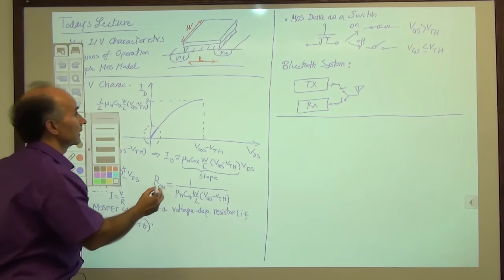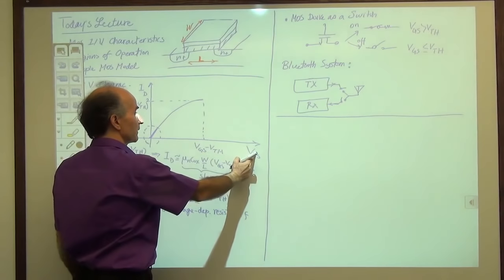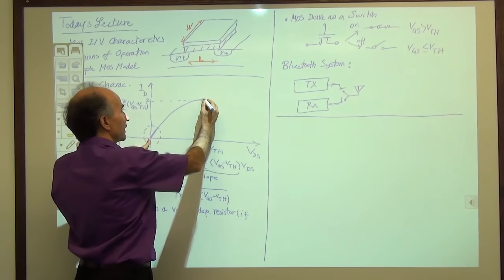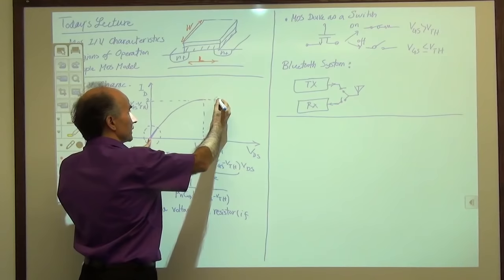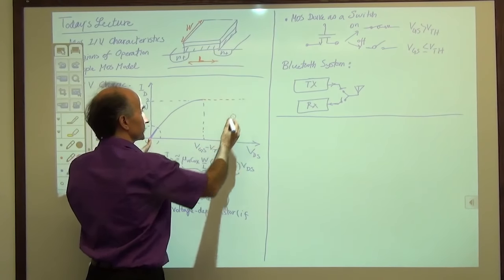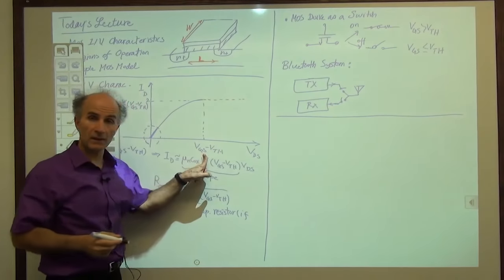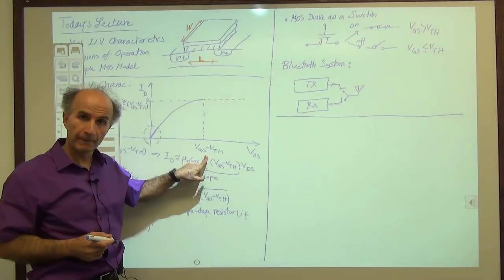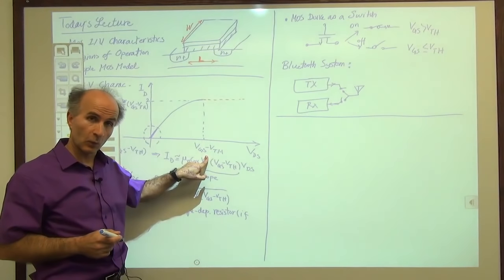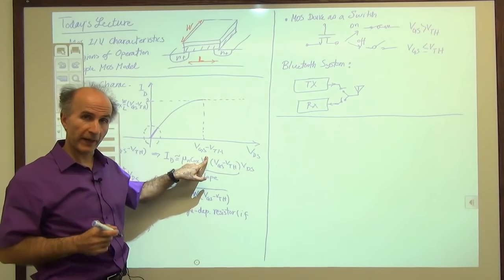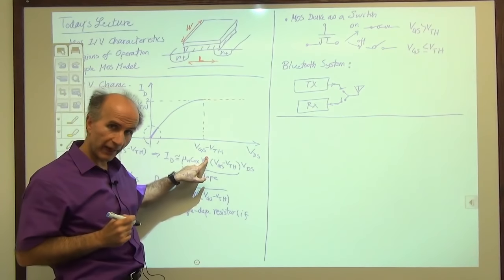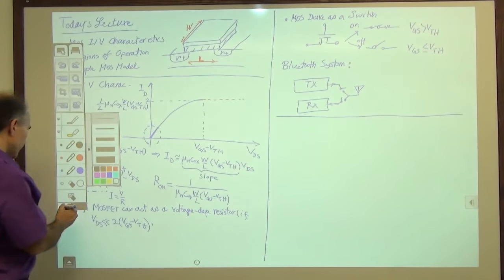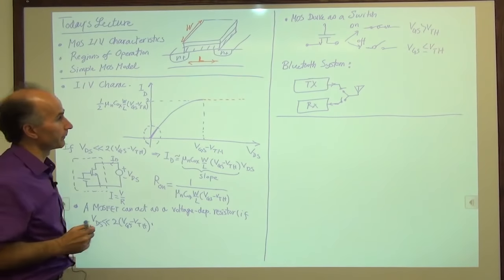So they increased VDS and measured the current. The current went up, went up, went up, and then it just stayed constant. Once VDS exceeded this magical number, VGS minus VTH. That was quite surprising. What the heck is going on? How come our parabolic equation is not valid beyond this point? Okay, so we need to study that, and let's go ahead and do that.